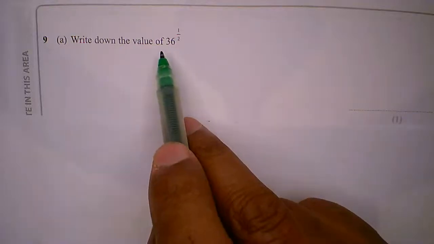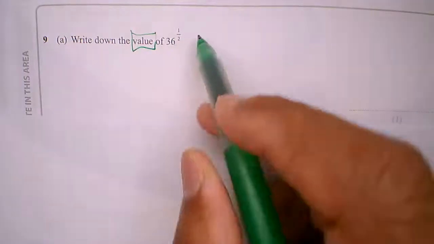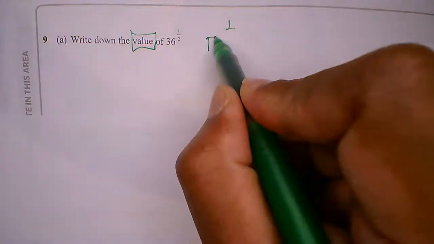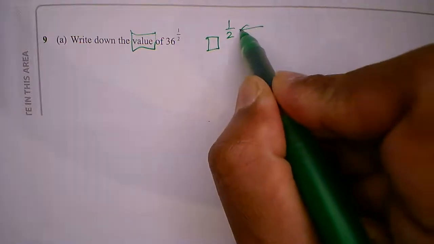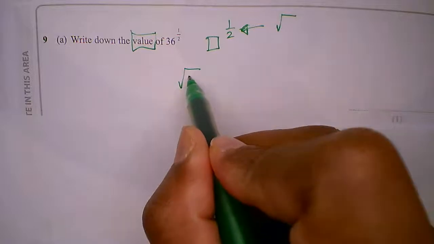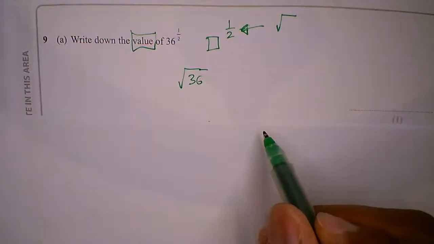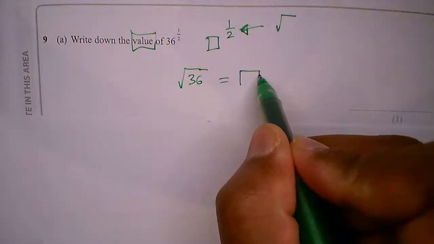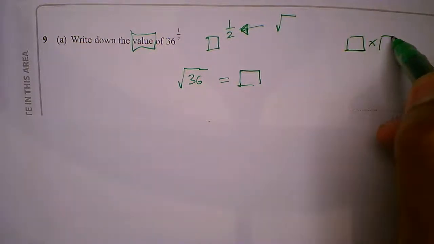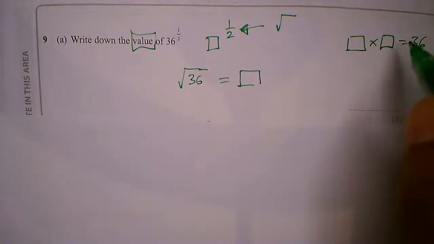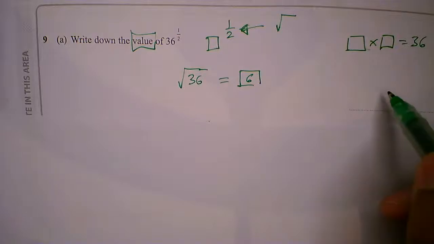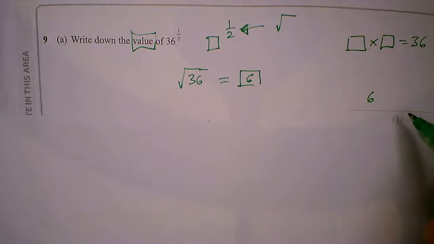Write down the value of 36 to the power half. So the quickest thing is to recognize that a power of half is the same as a square root. So the answer to this is the square root of 36. What's the square root of 36? What number times by itself twice gives me 36? It has to be 6. So the square root of 36 is 6. So that's my answer. I've just banked 1 mark.